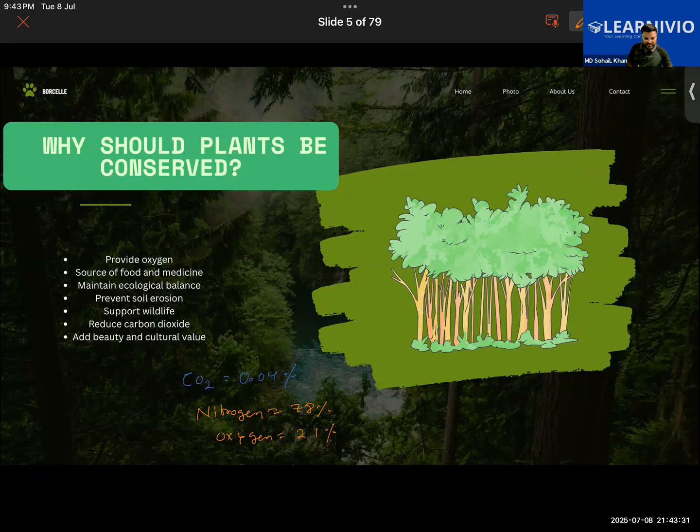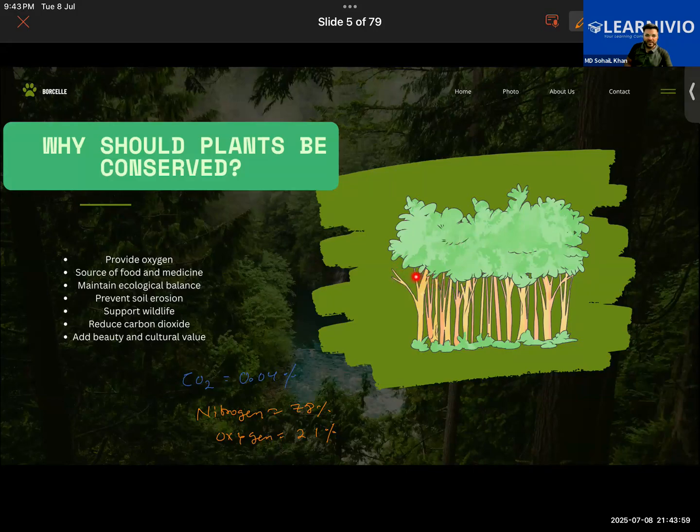Other than these three gases, there are some other gases also present in the atmosphere, like neon, argon, etc. You have heard about neon gas. It is used in light bulbs. Particularly in the colorful light bulbs, neon gas is filled. Further, plants are adding beauty to nature also, and they hold some cultural value also, right?